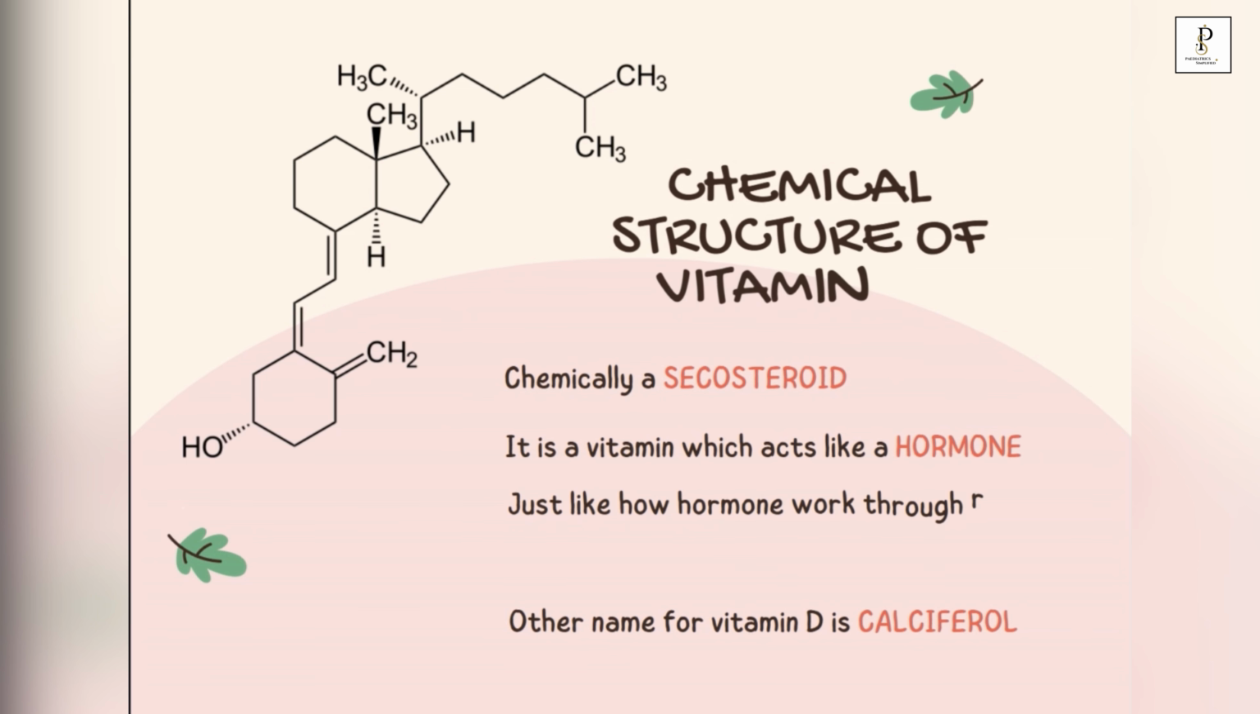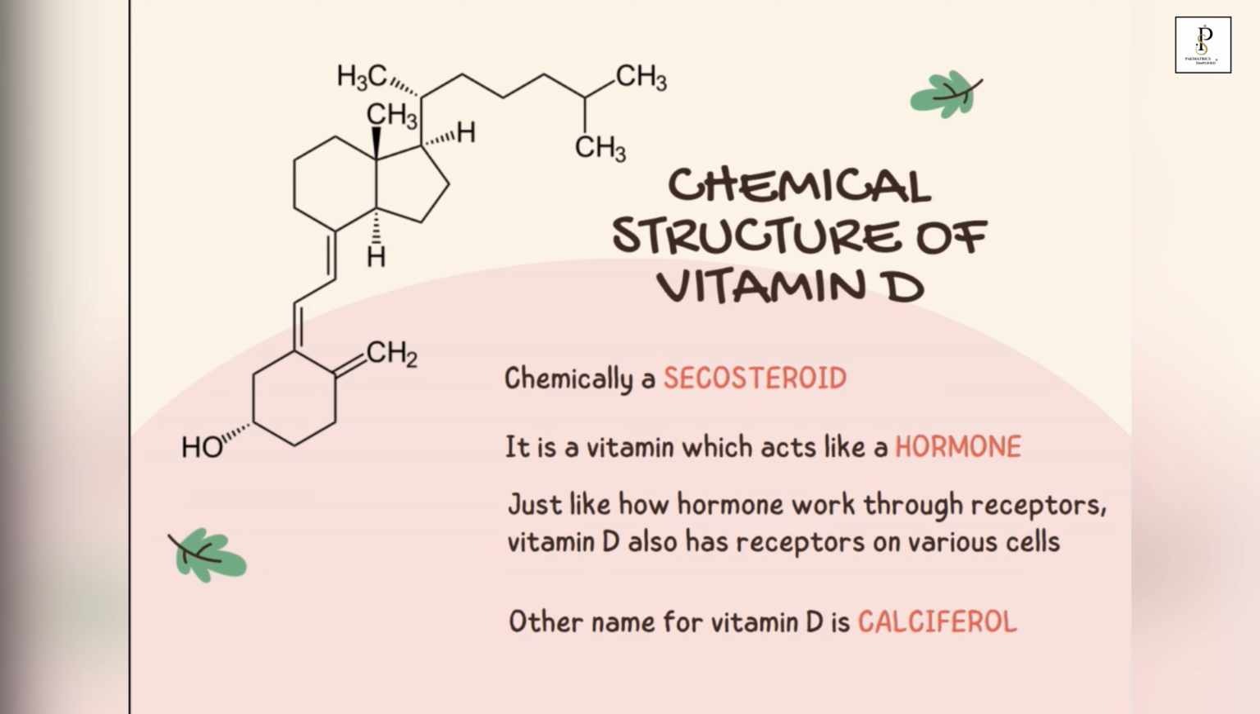What is the chemical structure of vitamin D? Vitamin D, as we discussed previously, is chemically a secosteroid. Because of its structure, it acts like a hormone. What a hormone does inside our body is, it will go and attach to the receptor. Likewise, vitamin D also has receptors across various cells. Vitamin D acts through these receptors. That's why the action of vitamin D is more like a hormone. It is the only vitamin that acts like a hormone. There is another alternative name for vitamin D also. It is calciferol.